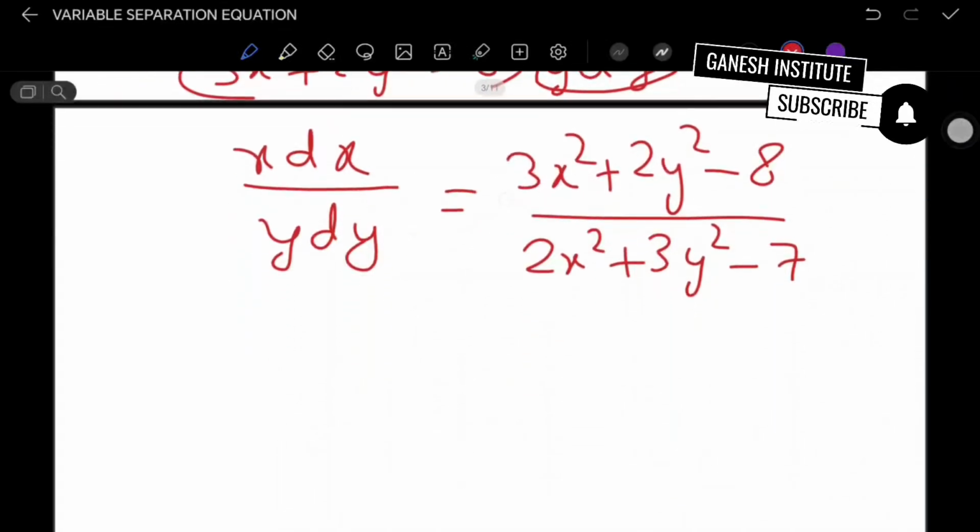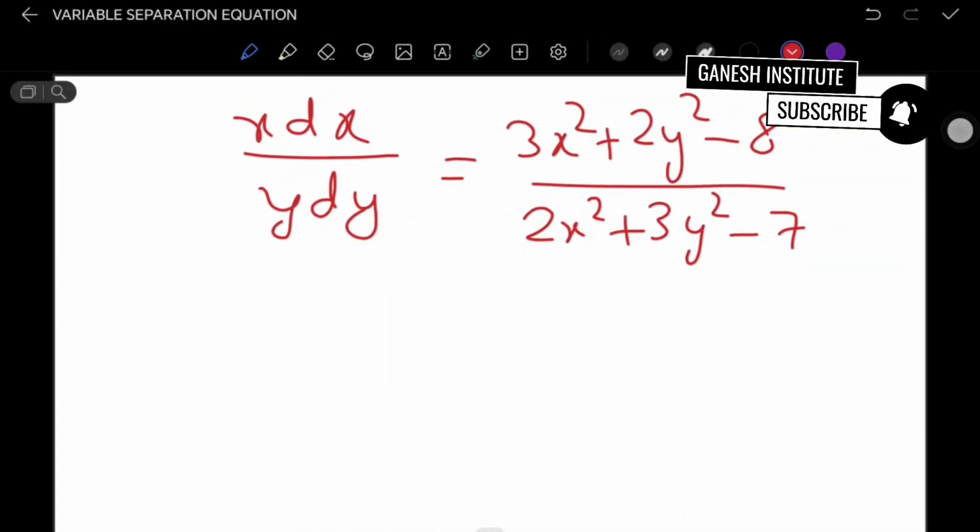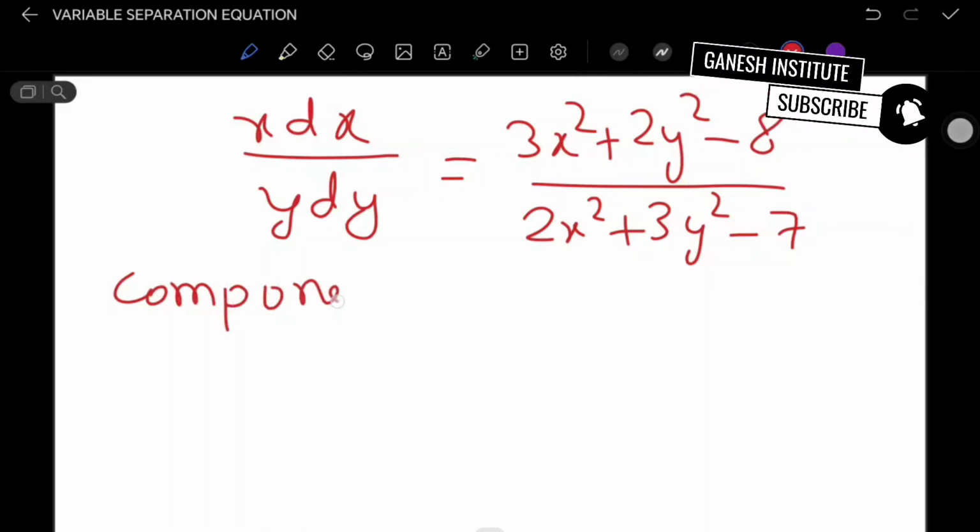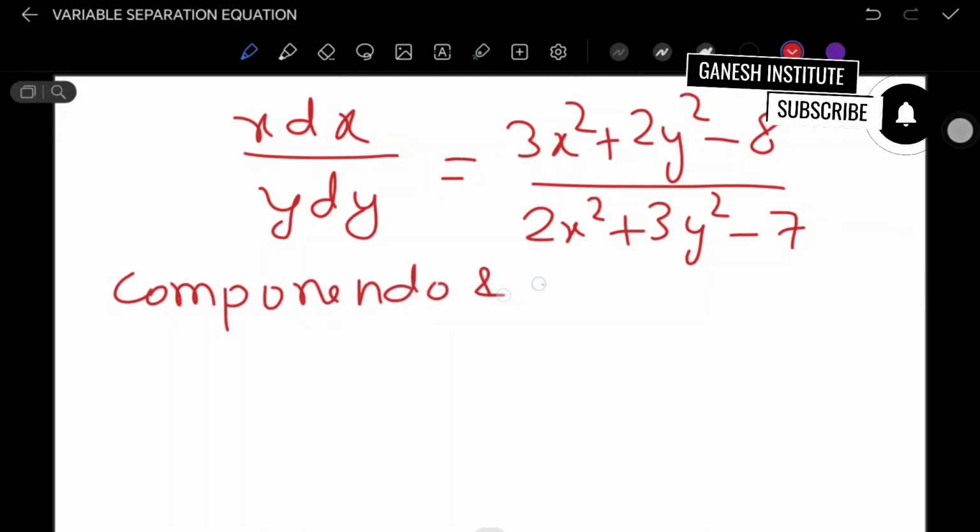Okay, now what can I do? See, various questions have various techniques to solve. Here is one new thing which you have to do: componendo and dividendo. If we apply it, do you know what it is?